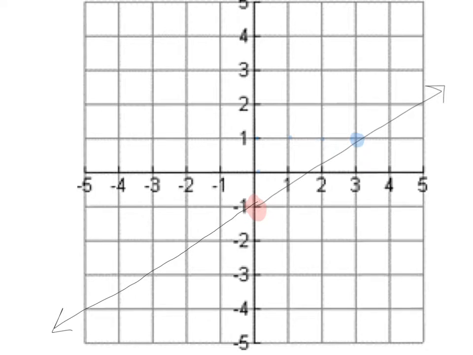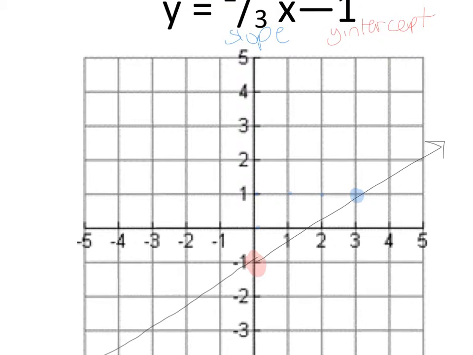Hopefully you're drawing yours left to right using a straight edge. For me, not quite as easy because I don't have a straight edge. And there's our graph for the line y equals 2/3 x minus 1.